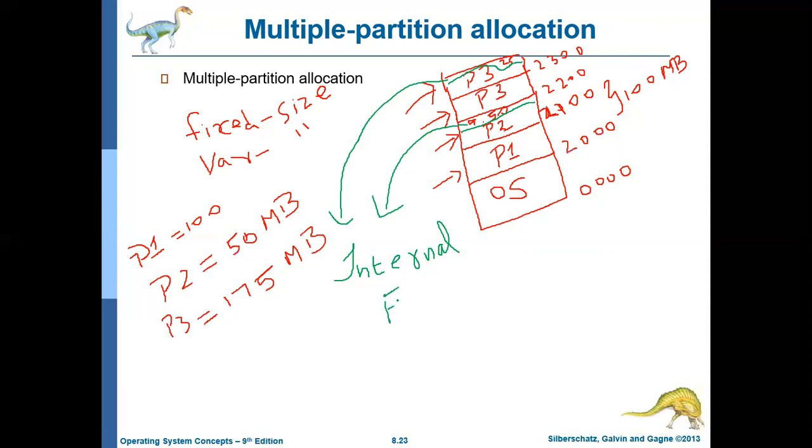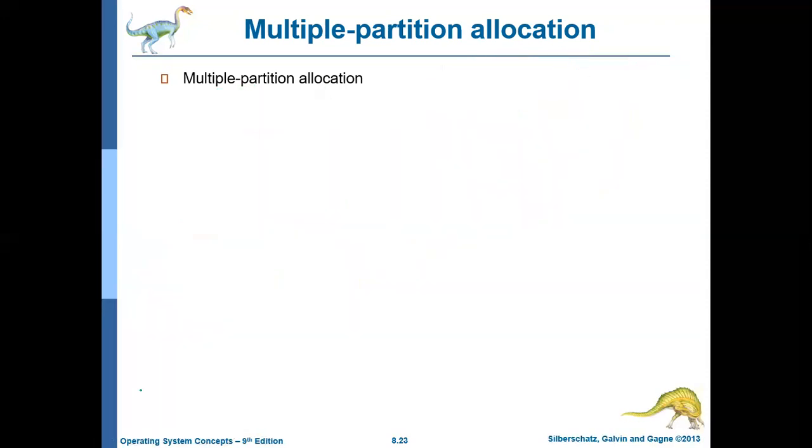Okay, so this is about fixed size partition. We are talking about multiple partition allocation. So this is how fixed size partition works, and this fixed size partition will create a problem, and that problem is called internal fragmentation. Okay. Next, let us see how variable size partitioning works.